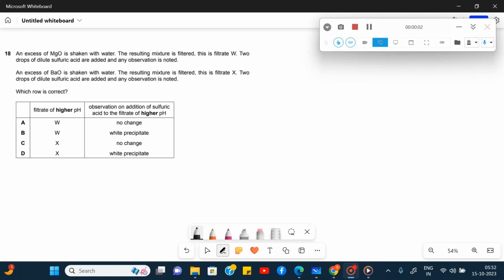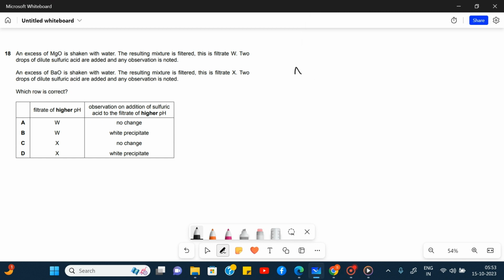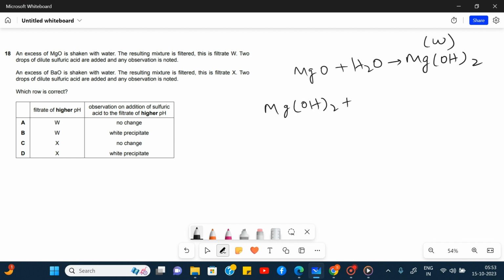Let's look at question number 18. It says an excess of MgO is shaken with water. That means MgO reacts with water. We get magnesium hydroxide, Mg(OH)2. Now this is our filtrate W. This reacts with dilute sulfuric acid, right? So Mg(OH)2 reacts with sulfuric acid. Acid-base reaction. You will get salt, that is MgSO4 plus 2H2O, salt plus water.